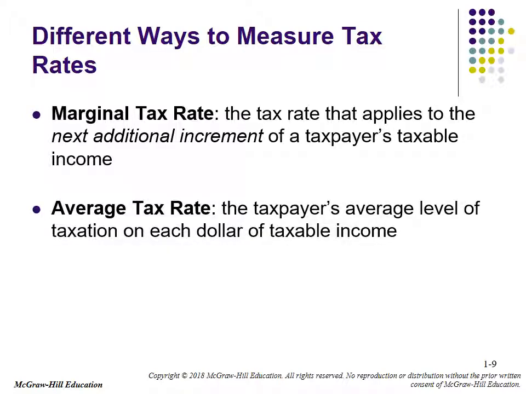The average tax rate is different. The taxpayer's average level of taxation on all of their taxable income is their average tax rate. So if we had a flat tax rate of 10%, your average tax rate and your marginal tax rate would be 10%. But because we go in increments based on income, your average tax rate will tend to be lower than your marginal tax rate, because now you're averaging all of your income to your taxes.